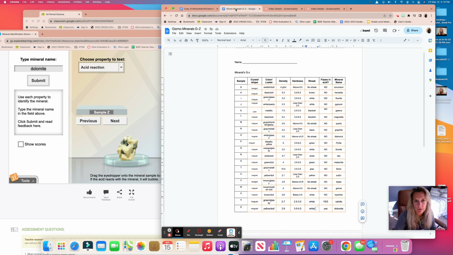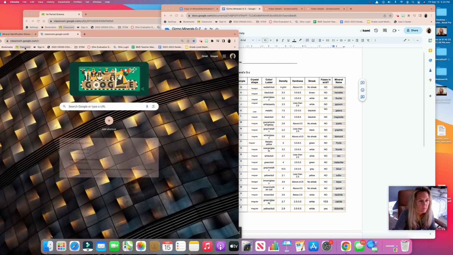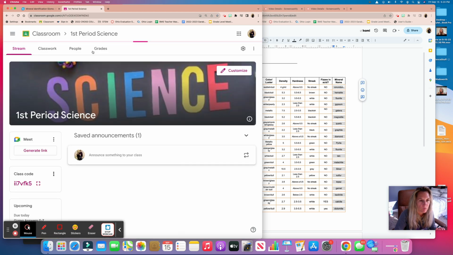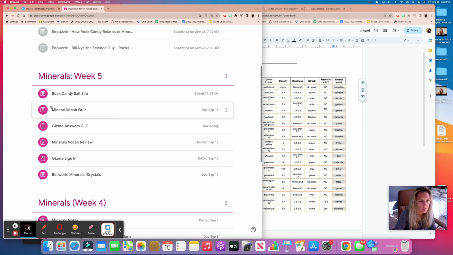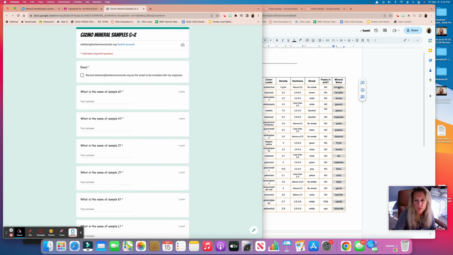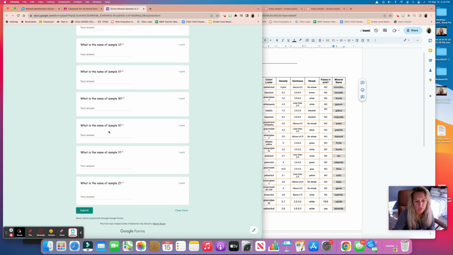So what you need to do now that you have all of these filled in is the last step would be to go to Google Classroom, and in Google Classroom there was the Gizmo's answers G through Z. So all you have to do is type in, what is the name of sample G? You would type in corundum. Just make sure you spell them right, because it'll mark it wrong if you don't. Okay, so you go through each answer and just put your answers in here, and it'll check it for you.